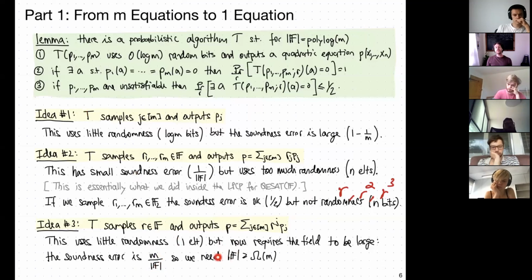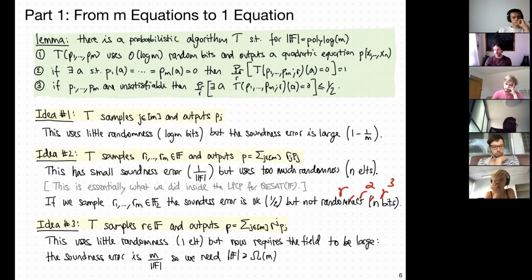And so we'll need the field size to be really huge, which is again something that we won't be able to achieve because we want the field size to be something which would be logarithmic in m. So we're a bit in a pickle, because we want to implement something which is between idea 3 and idea 2. On the one hand we want to maintain a small field size, but on the other hand, we also want to use very few random elements. So how can we do that?